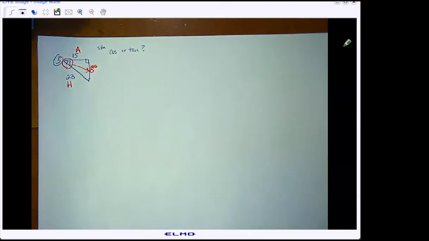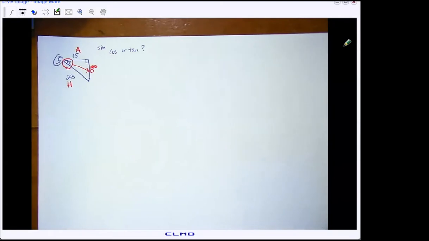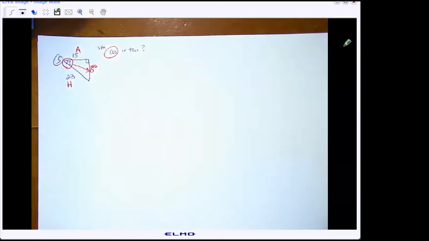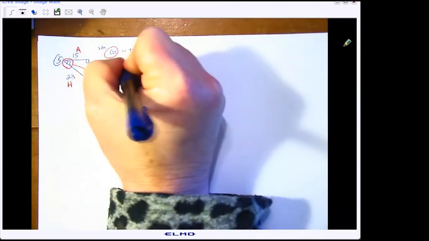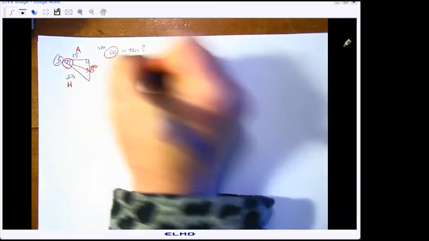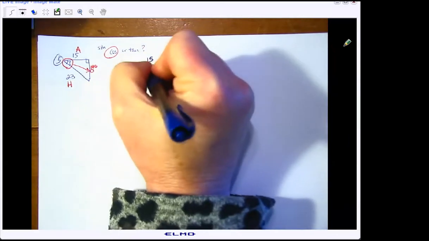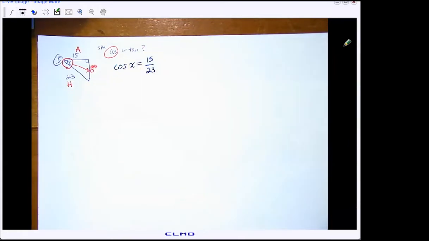Here's my hypotenuse, and there's my adjacent. So I have an A and an H, which is CAH, so SOH CAH TOA. So that's cosine. So yes, I'm using cosine. So go ahead and solve. The cosine of my missing angle is equal to 15 over 23. Go ahead and solve and put your answer in the chat box.